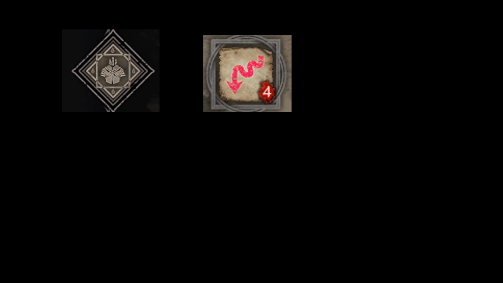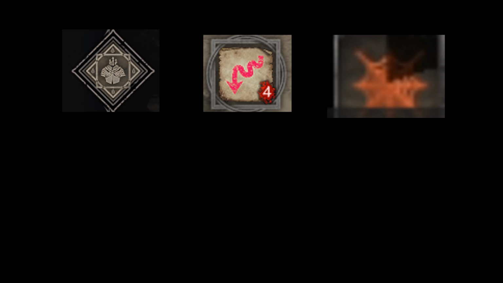I could think of 3 ways to lower cast speed: Demon Armor, Curse of Weakness, and a Cobweb. Check out this glorious clip of the longest rod I could muster.